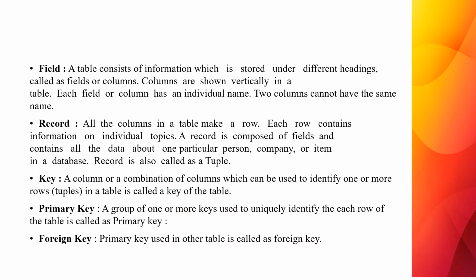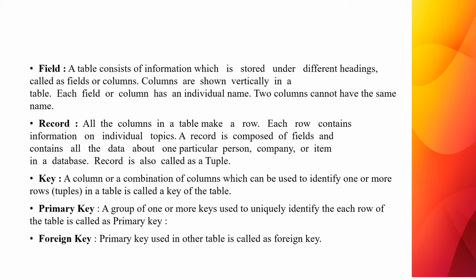A table consists of the information which is stored under different headings called fields or columns. So fields are nothing but the headings in your table. They are shown vertically in a table. Each field or column has an individual name, but remember the important rule that two columns cannot have the same name. Record: all the columns in a table make a row.